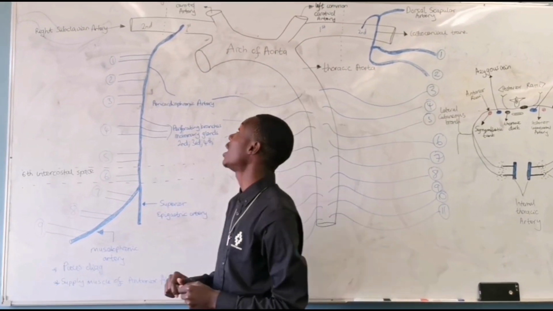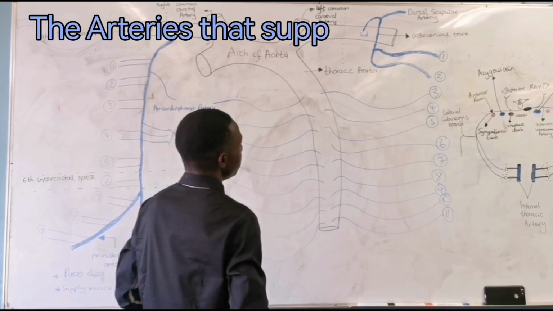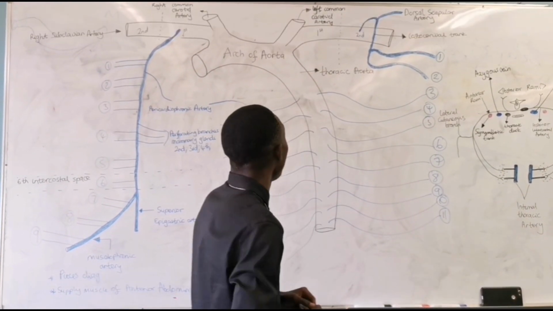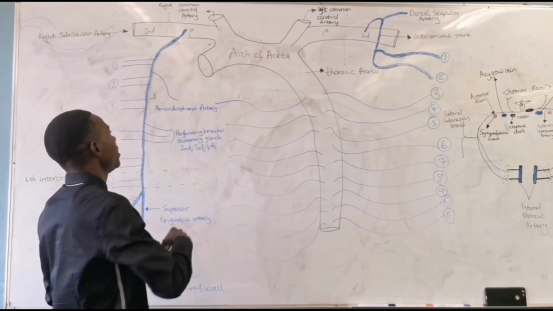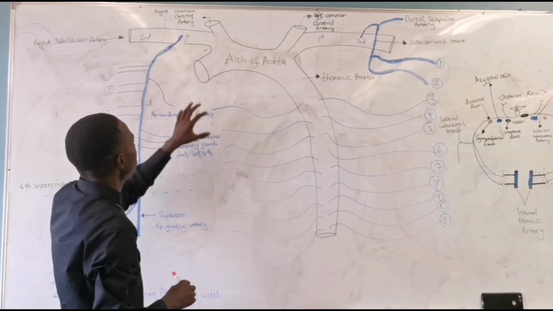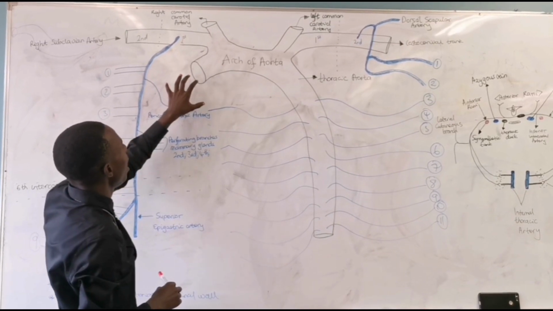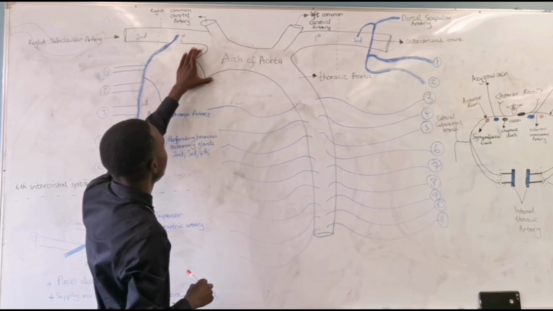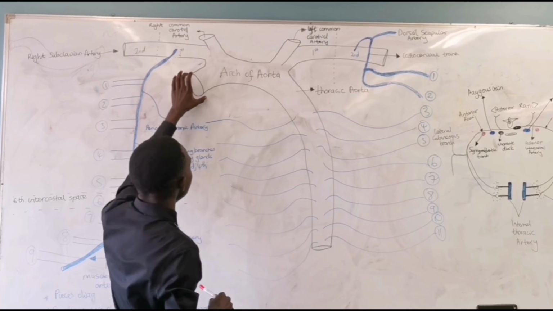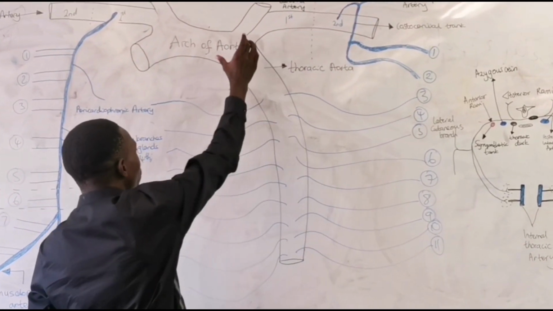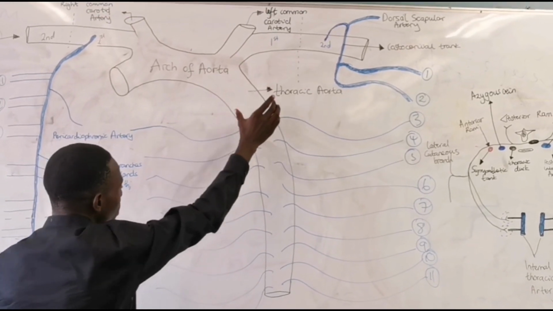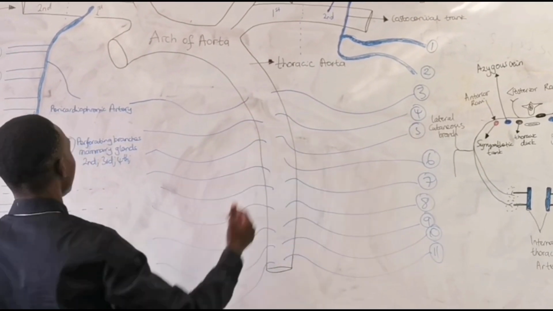Well, today we're going to talk about the arteries that supply the thorax. Now, going straight to the point, as we can see here, this is the position where our heart is found. And the heart is going to give us the ascending aorta. And the ascending aorta is going to continue as the arch of the aorta. And then the arch of the aorta is going to continue as the descending or the thoracic aorta.